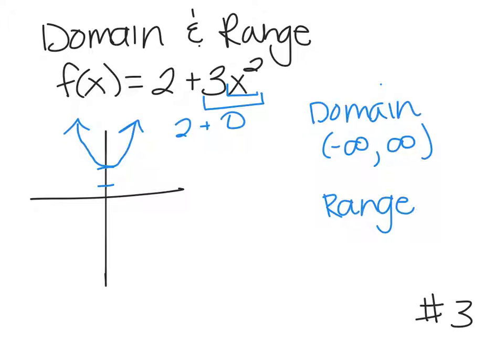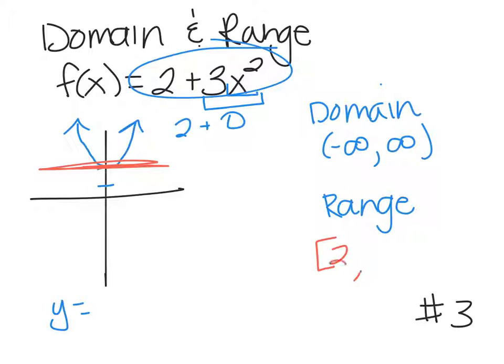Okay, the other way you could do it is just go strictly into your calculator and in your y equals, put in this formula. And so now all I do is the range is from the bottom of this graph, well the bottom of this graph is at 2, to the top of the graph, and the top of the graph goes on forever in the positive direction. So there's my domain and there's my range.